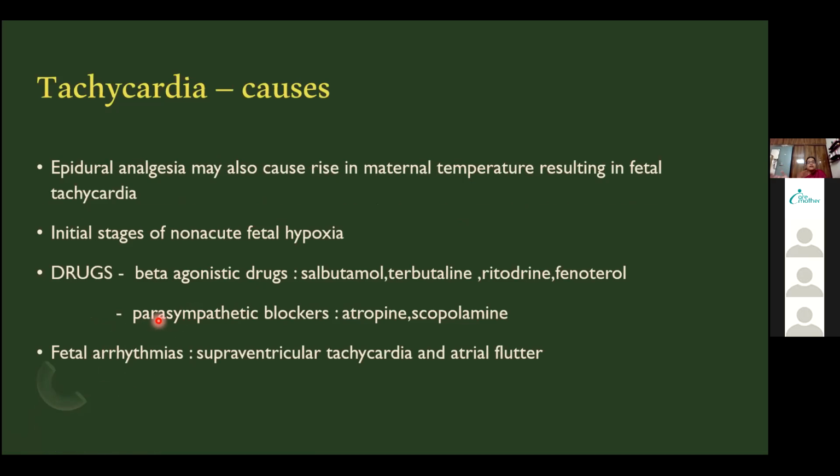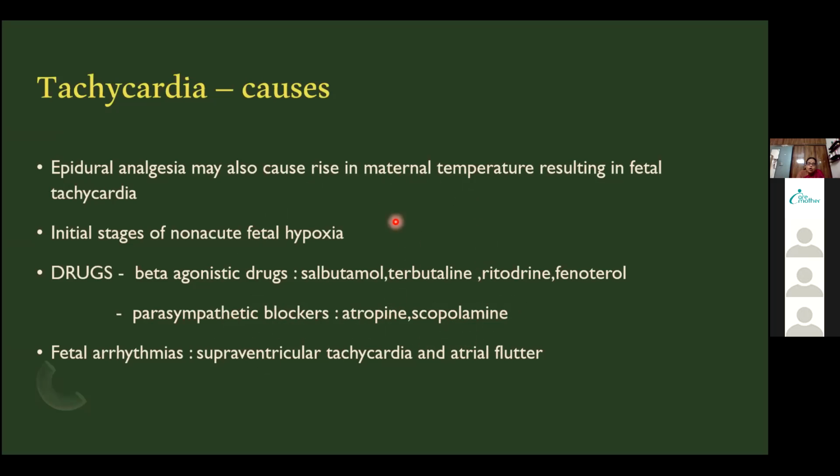Apart from maternal tachycardia with the corresponding fetal tachycardia, what are the other things that can produce fetal tachycardia? If you give an epidural, there can be a slight rise in maternal temperature resulting in fetal tachycardia. In the initial stages of hypoxia, there can be an evolving hypoxia, you can have tachycardia. And all the drugs given to prevent preterm labor. I told you preterm babies themselves will have a slightly higher heart rate. But if she is in preterm labor and you give tocolytics like salbutamol, terbutaline, ritodrine, etc., it can produce fetal tachycardia. Parasympathetic blockers, pre-medications like atropine and scopolamine can produce tachycardia.